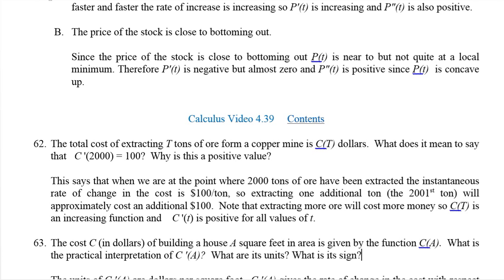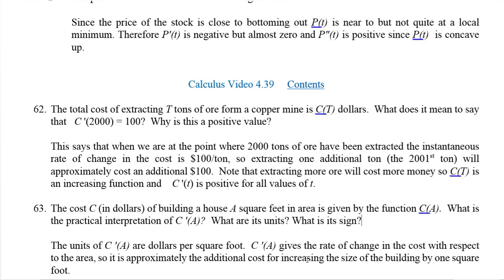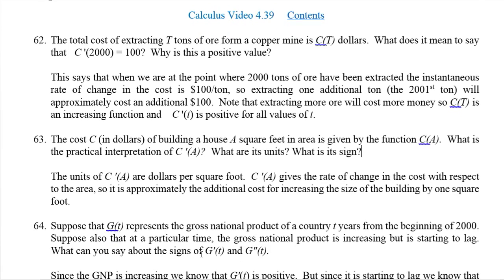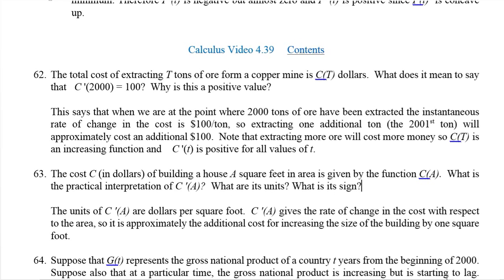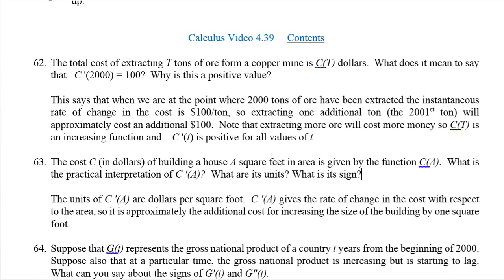Okay, so what is the practical interpretation of C prime? It's the dollars per square foot. So at a particular area, this would be how much it would cost to add one more square foot to the house: the additional cost for one additional square foot. Alright, let's keep going. Let's try another one.